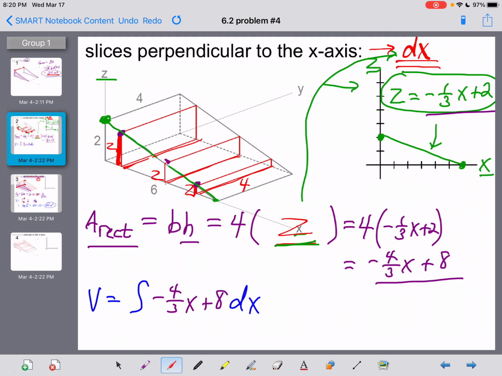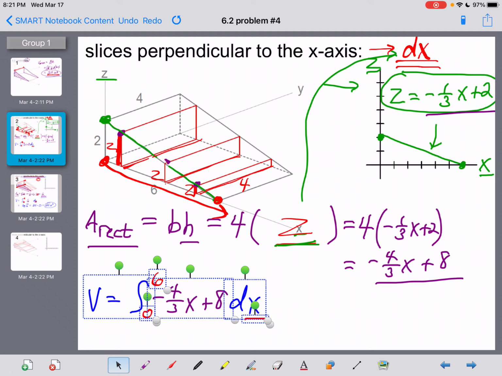And our limits of integration now, this time, are the lowest and highest values of x in this region. So again, here's your x-axis shooting right down here, guys. This thing begins right there at an x-coordinate of 0 and ends right here at an x-coordinate of 6.